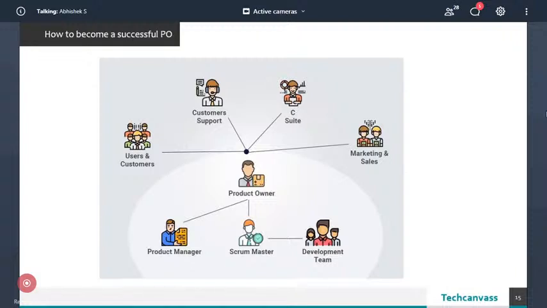Along with that, the product owner is constantly collaborating with the development team, the Scrum Master, as well as the product managers, of course. So there is constant collaboration from all different directions. And the more you're able to collaborate, the more you're able to get your requirements done, and you eventually tend to become a successful product owner.